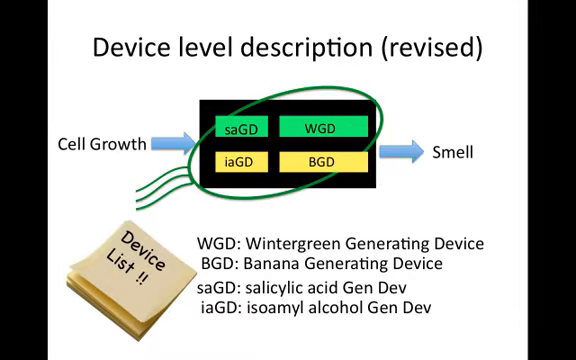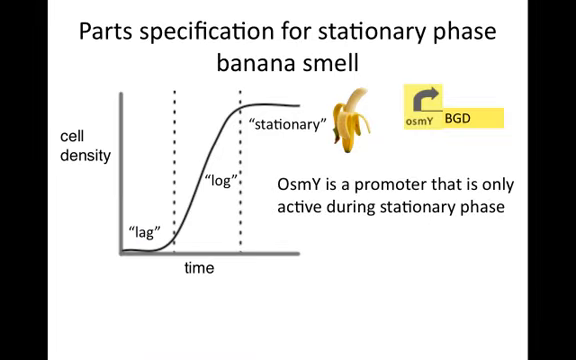And so how the iGEM team chose to do this is described in the parts level specification for their system. We'll look at the banana smell generating device first, and what the team chose to do was to identify a promoter of transcription called the OSMY promoter, which is only active during the stationary phase of growth. And so by connecting the banana generating device to the OSMY promoter, this stationary phase promoter, they were able to produce the banana smell during the stationary phase of growth.